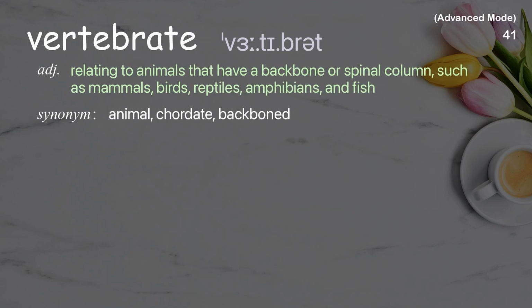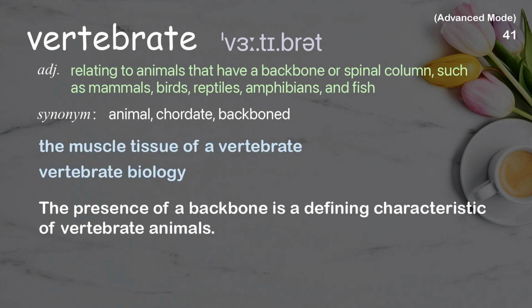Vertebrate. Relating to animals that have a backbone or spinal column, such as mammals, birds, reptiles, amphibians, and fish. Examples: The muscle tissue of a vertebrate. Vertebrate biology. The presence of a backbone is a defining characteristic of vertebrate animals.